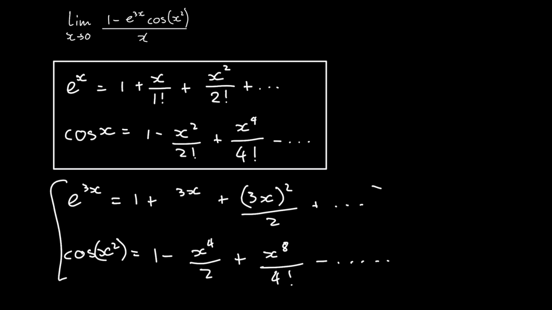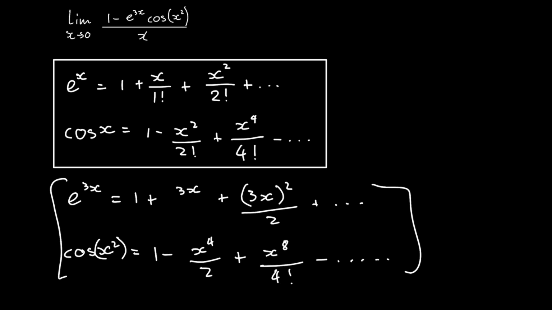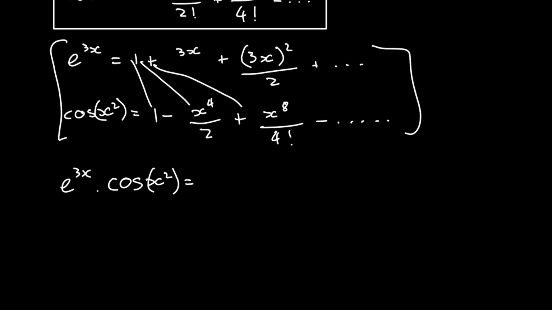So now we have this useful bit of information, and as you can see here, they actually multiply together in the same term. So I'm going to multiply these together and get a few terms out so that it's easy to work with. So now e to the 3x times cos of x squared is going to be, so I multiply these ones out. It's basically like a FOIL method where you distribute.